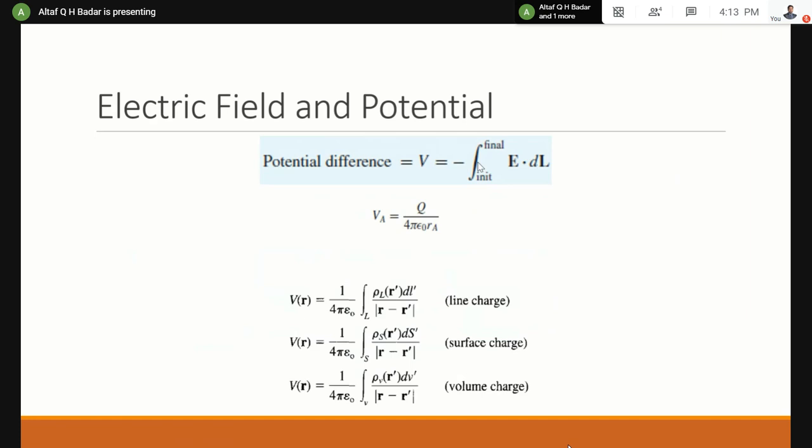However, if we assume that B is at infinity, then we get a formula which is present there. So that gives the potential of the point A, right? VA is equal to Q by 4 pi epsilon naught RA. Then the potential due to point, line, and spherical charges are derived as I have shown at the bottom.